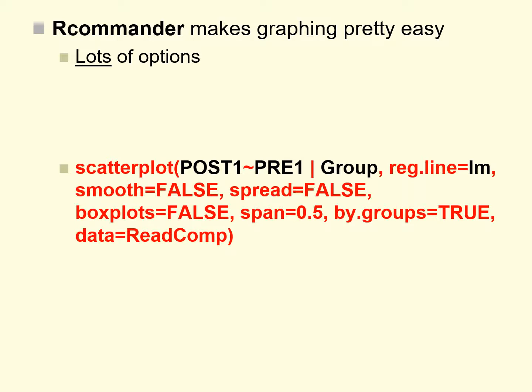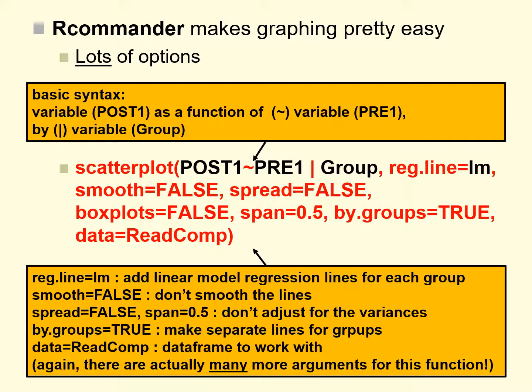Scatter plot post1 by pre1 | group, regression lines, regression line based on a linear model, a series of arguments about the types of graph options that you want. So the basic syntax here is the variable as a function of, that's what the tilde is, some other variable, by, in this case, yet another variable. So post-training as a function of pre-training by group would be the basic grammar, and then I've written here some of the various arguments that the scatter plot function can take.